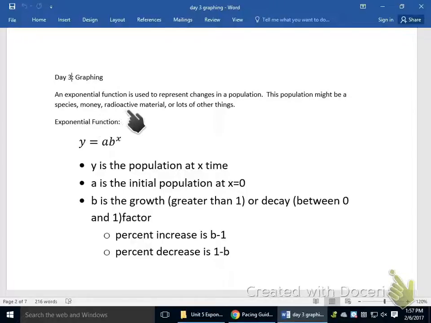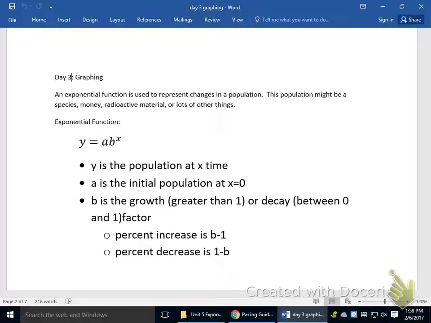Maybe the population that's changing is radioactive material. Radioactive decay is how we can actually date how old items are. And there's all sorts of other things that I just can't make a list that encapsulates everything. Those are the three major things that you'll be seeing time and again in this unit and throughout this course.